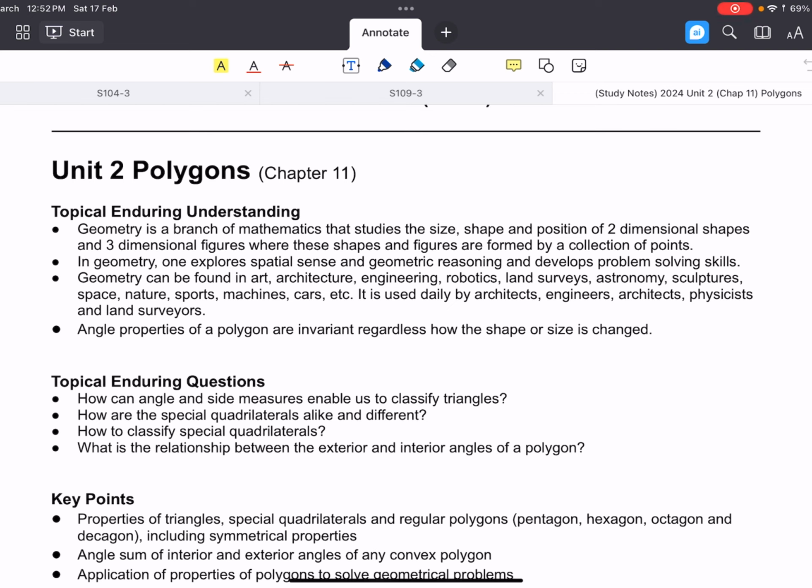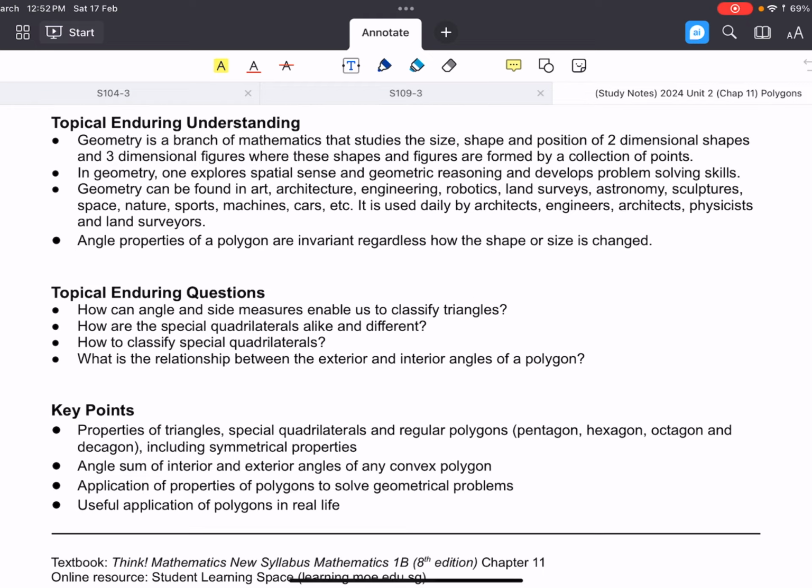But anyway, here we have your handout. As usual, the handout begins with enduring understanding and essential questions. I think that's a typo there. But sure, please read them before we begin. I'm sure you have already done that.